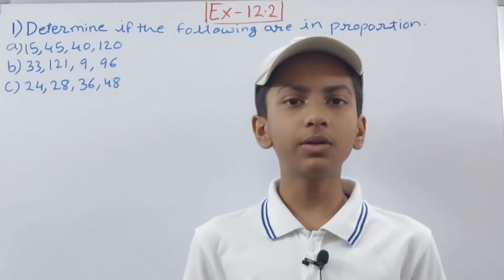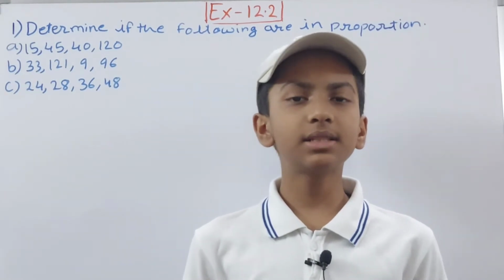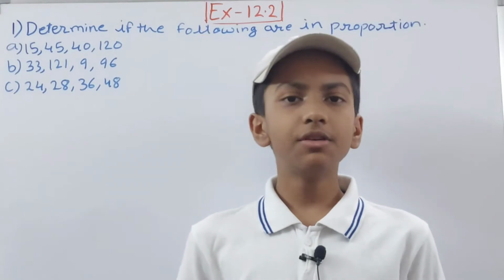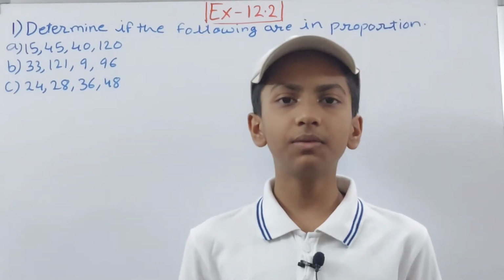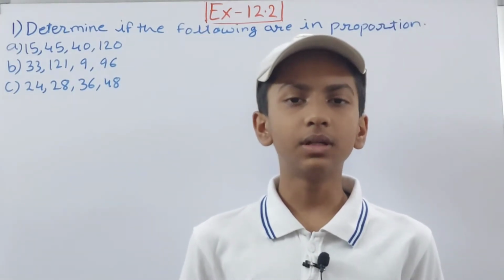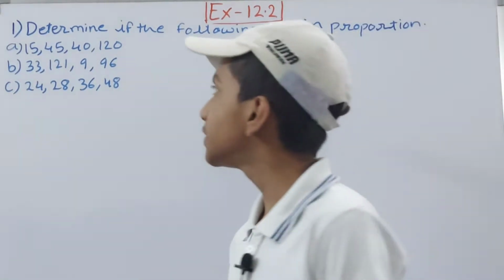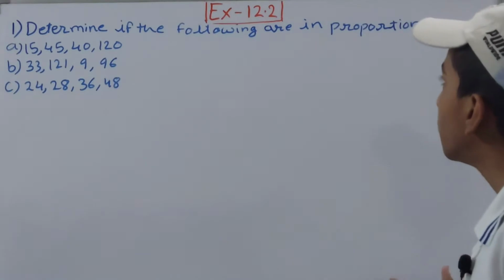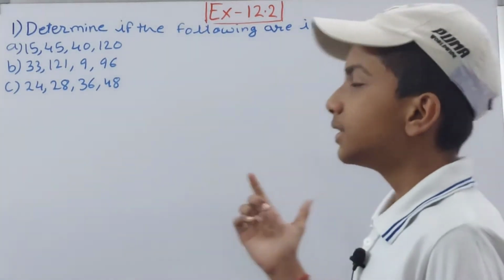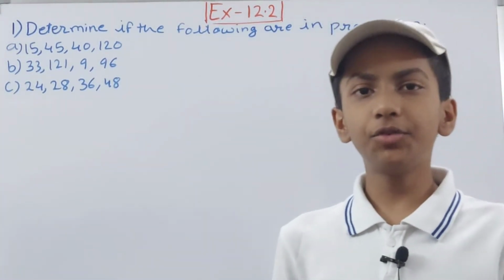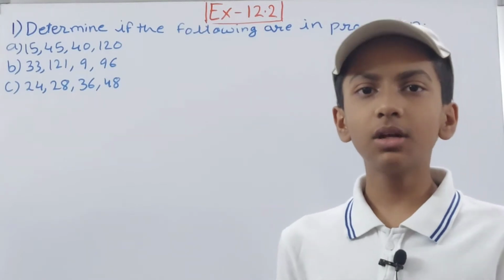In this video we are going to solve NCERT Maths Class 6 Chapter 12 Ratio and Proportion Exercise 12.2 question number 1. So friends, without wasting any time, let's get started. This question is, determine if the following are in proportion. Now some numbers are given and we have to tell if they are in proportion or not.